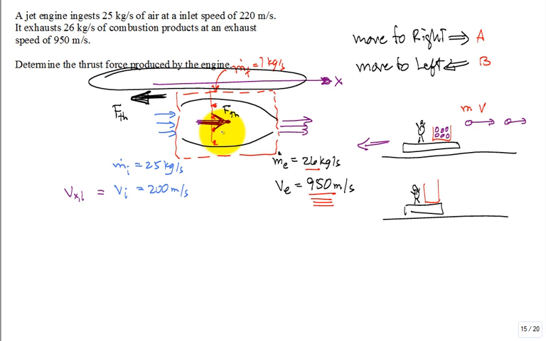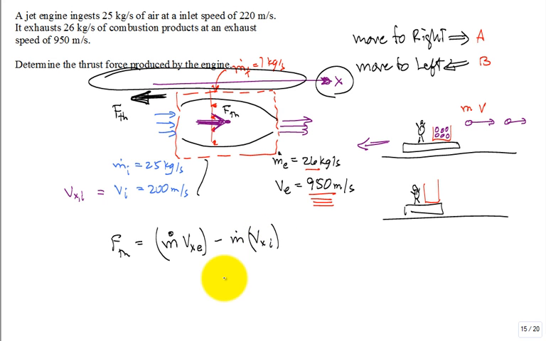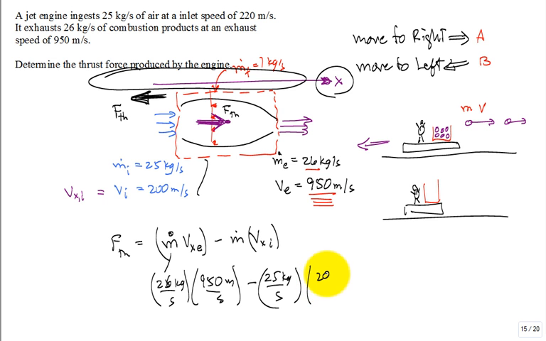All right, so we do this control volume, so we have force thrust in the positive x direction is equal to, forget the beta, the mass flow rate and the Vx exiting minus the mass flow rate and the Vx incoming. This is 26 kilograms per second times the 950 meters per second minus 25 kilograms per second times the 200 meters per second. And can somebody please run that for me?